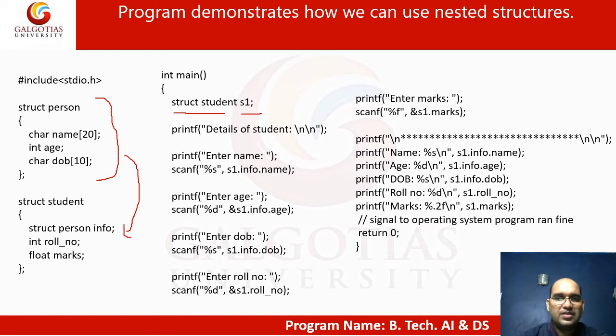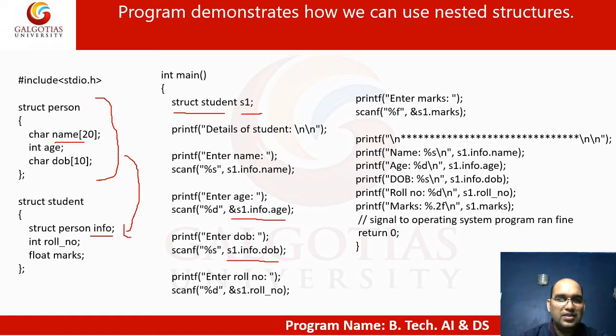So now we are just printing details of the student. Printf enter name. So where should the entered name go? The entered name should go to s1.info.name, right? So s1.info.name. Second is the age. So age is also s1.info.age. So address of s1.info.age. The third one is date of birth we want to access. So s1.info.dob.